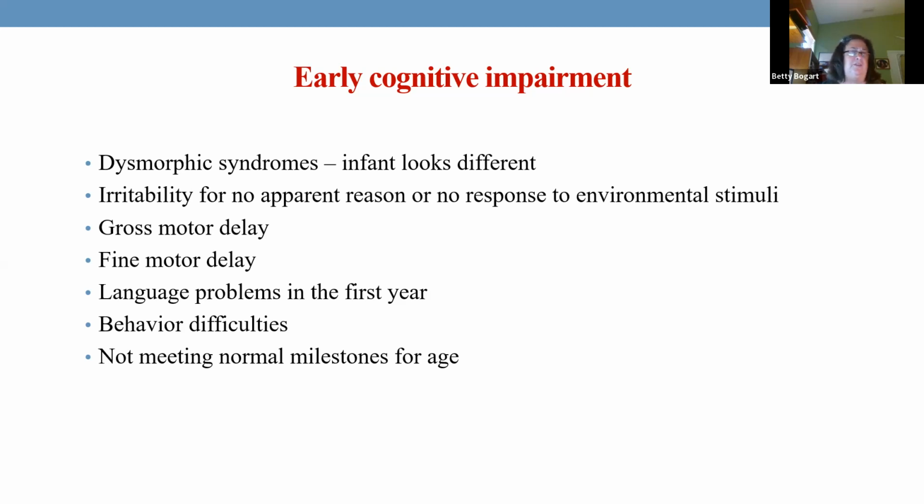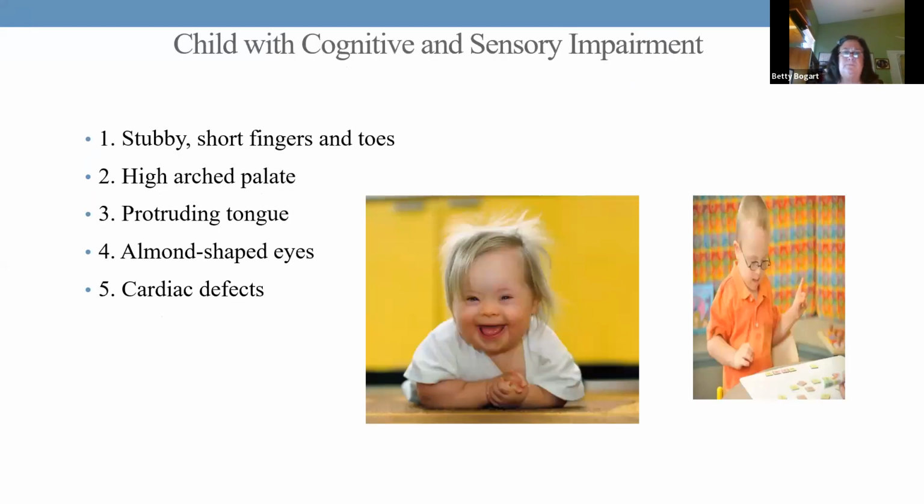Behavior difficulties you will see. If you can imagine you can't express yourself and you can't tell your caregiver what you want, you're going to have behavior difficulties because that's the way you get their attention. And those normal milestones, turning over, sitting up, creeping, walking, crawling, you're not going to meet them when you should. You're going to be really delayed.